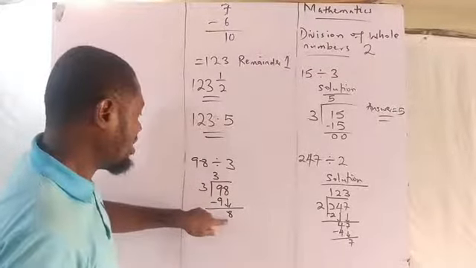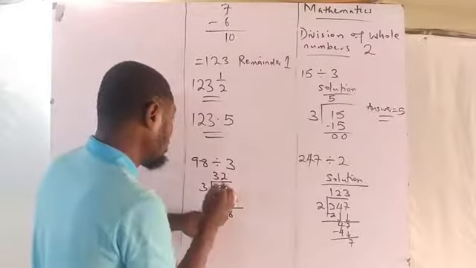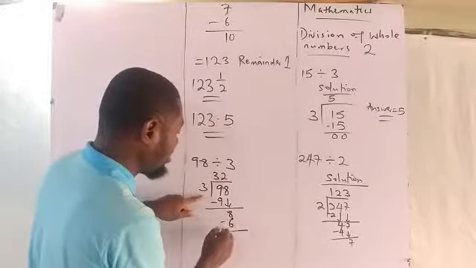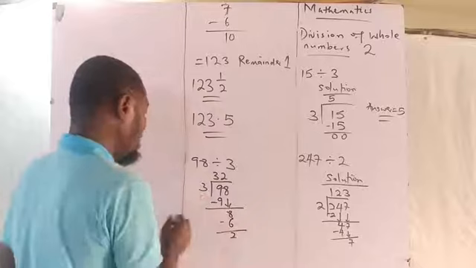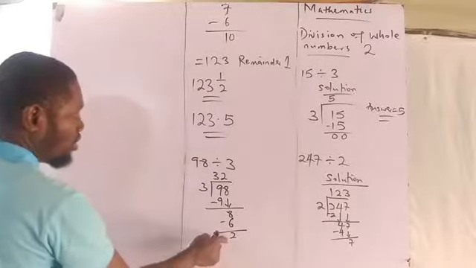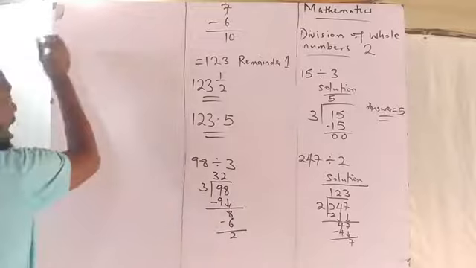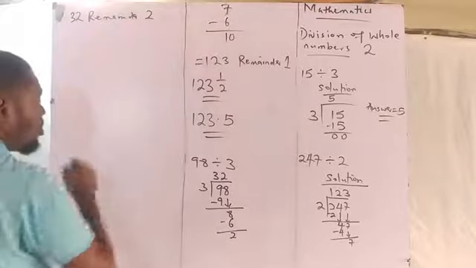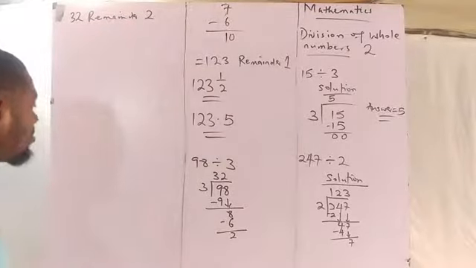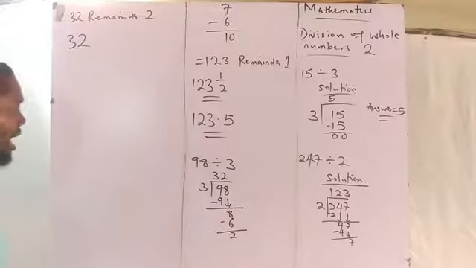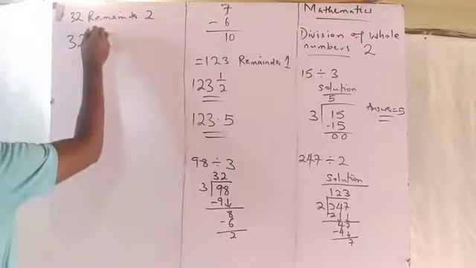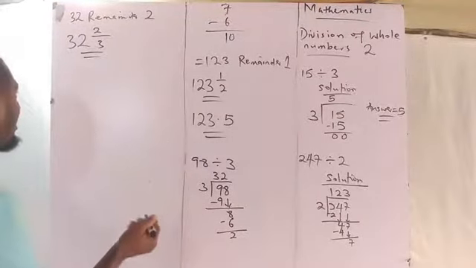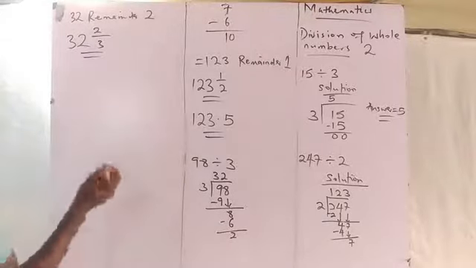3 in 8 is 2. 2 times 3 is 6. Put your sign. Take away, it is 2. So what we have is our answer. 3 cannot go in 2, so my answer will stop there. So what we have is 32 remainder 2, which you can decide to write in fractional form as 32 whole number 2 over the divisor 3. That's your answer. And in decimal form, it will be 32.